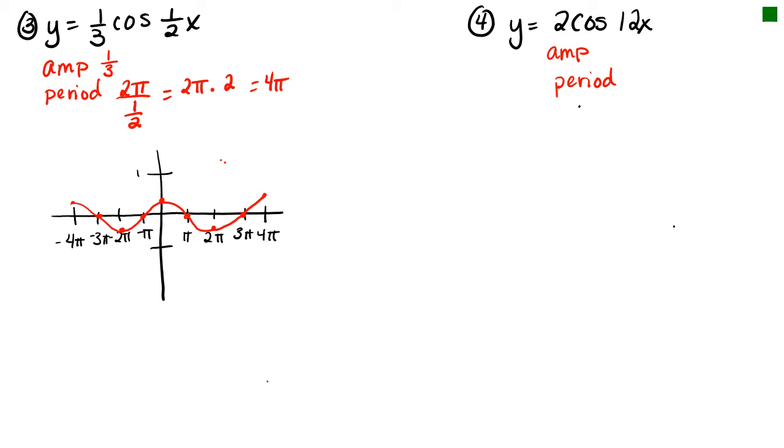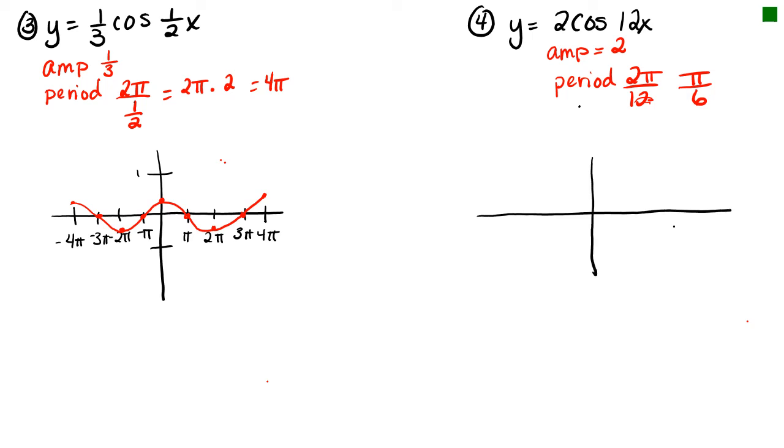All right, let's look at the amplitude of this one. It's going to be 2. My period is going to be 2 pi over 12, which is pi over 6. Oh God, I have to split pi over 6. Okay, well let's do that. Who came up with this problem? I bet it was me. All right, here we go.